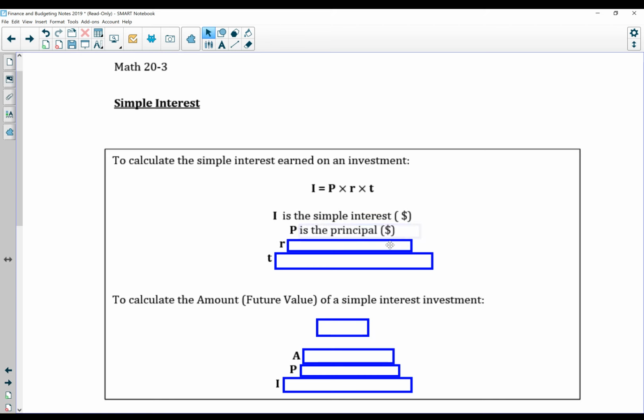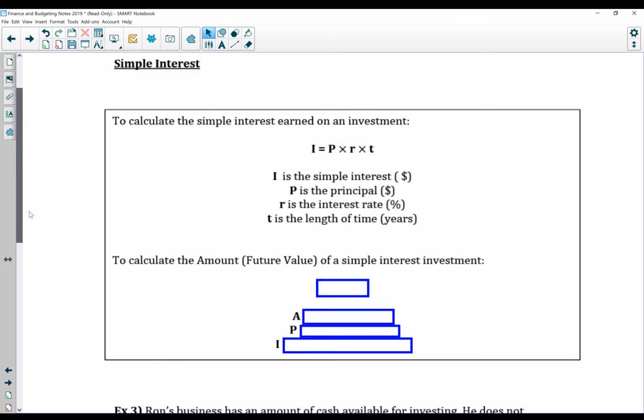P in the formula is the principal, and that's in dollars as well. The principal, of course, is the original amount. R is the interest rate as a percentage. We usually get it as a percentage, but in this case, we have to convert it to a decimal. And then T is the length of time in years. Now, it's important that it's in years, and we'll talk about that in our first example a little extensively.